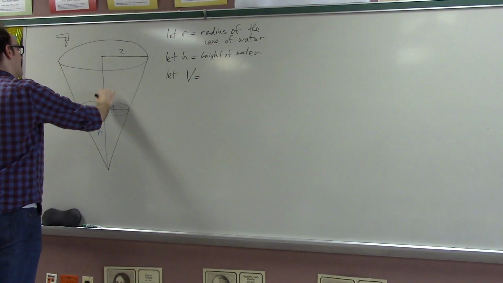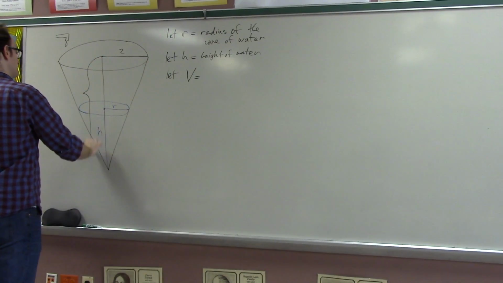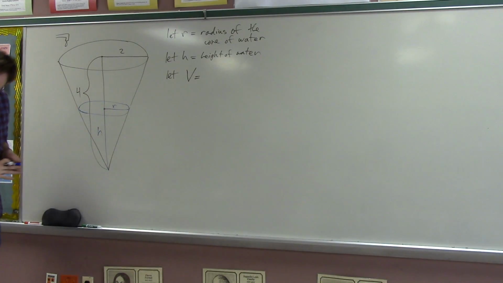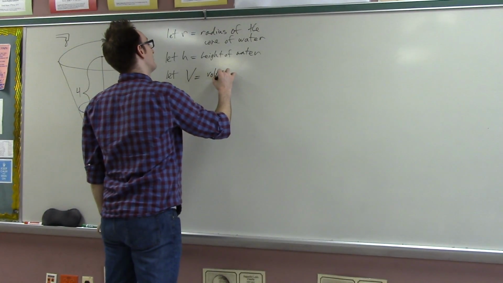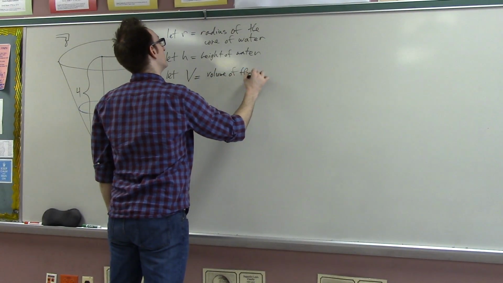What do I know about this thing? I know that the height of the tank is 4. The radius of the tank is 2. But I don't really think there's any point in calculating the volume of the tank. I don't think I need that. Because what do I want to actually find? The rate at which the volume is changing. So let R be the radius of the cone of water, let H be the height of the water, and then let V be the volume of the cone of water.